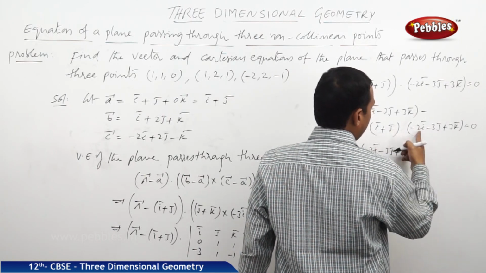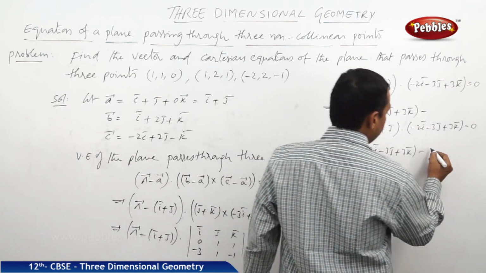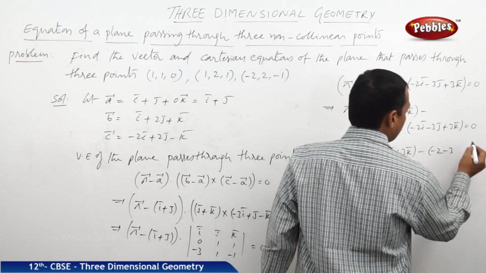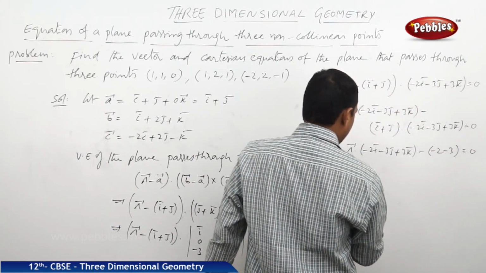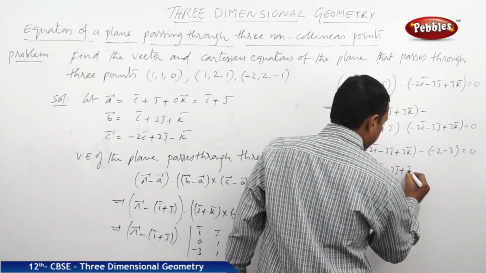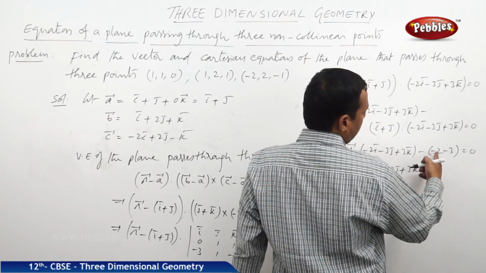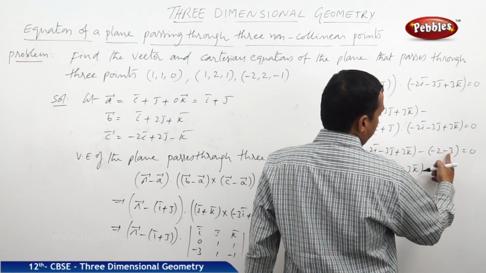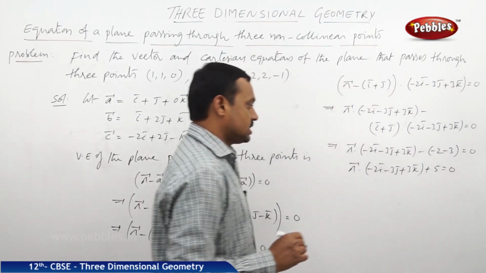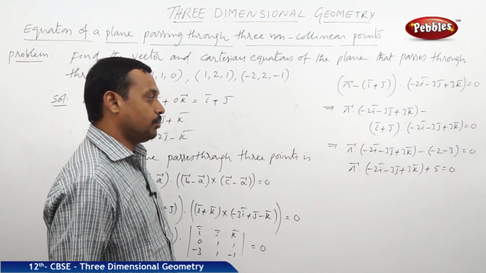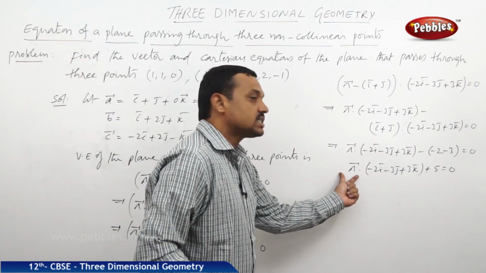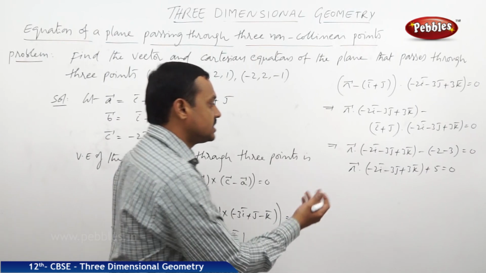i dot minus 2i, that is minus 2, minus 3, of course plus 0, it is 0. Therefore, R dot (minus 2i minus 3j plus 3k). What about this? Minus 2 minus 3 is minus 5, with the minus sign, plus 5 is equal to 0. Now, this is the vector equation of the plane passing through the three points. Now, to get the Cartesian equation, just consider R bar is equal to xi plus yj plus zk.